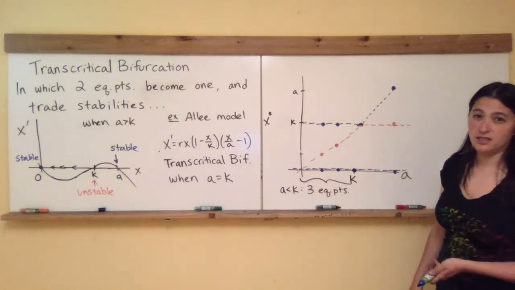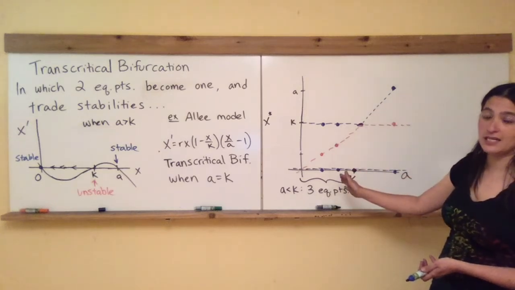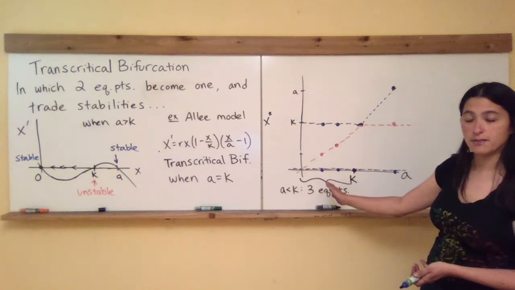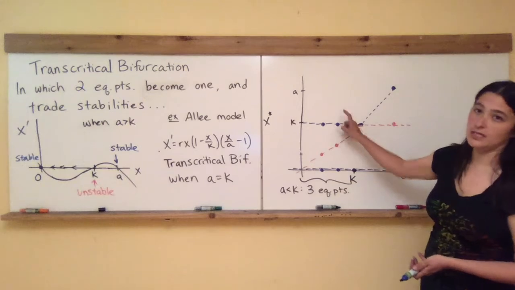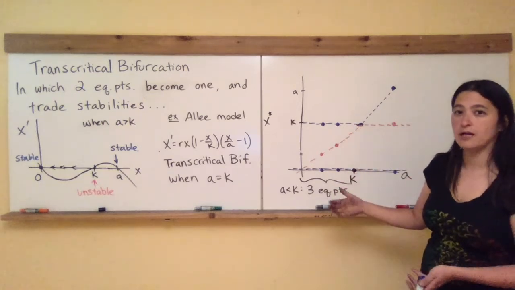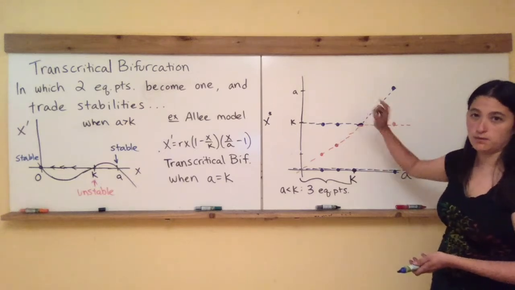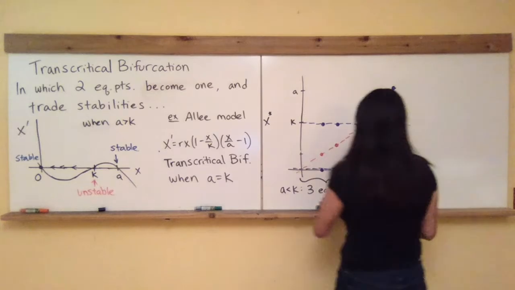I wouldn't be able to have this one stay blue and this one also be blue without a red one in between. For any fixed value of A, which would be represented by a vertical line cutting into this bifurcation diagram, it has to go blue, red, blue. It can't go blue, blue. It can't go red, red. So over here too, it has to go blue, red, blue. Okay, so there you go. That's what a transcritical bifurcation looks like.